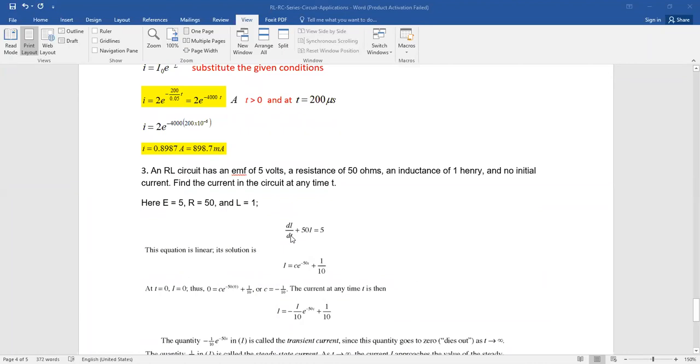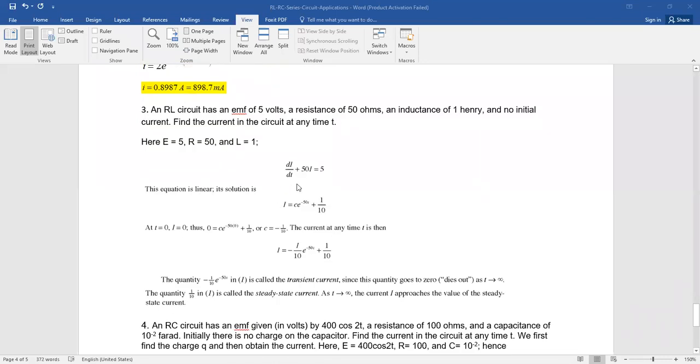Okay, so you have di/dt plus, you have 50 divided by 1. So that would be 50 for the R divided by L. Then we multiply it with the i. Is equal to the E, which is 5, divided by, again, L, which is 1. So this is our DE. Again, this could be solved using separation of variables or as a linear differential equation. If we treat it as a linear DE, your integrating factor will be e raised to 50t.